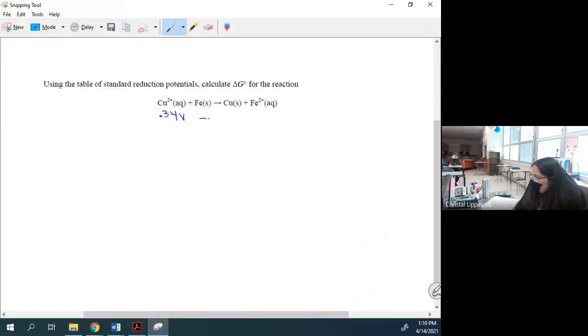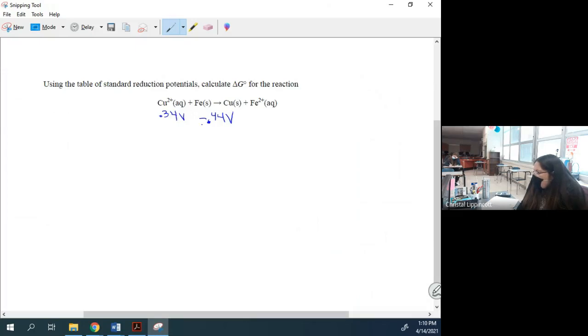So this is a negative 0.44. Just by looking at these values, you should be able to tell which one's being reduced and which one's being oxidized, and then from that you can derive which one is your cathode and your anode.